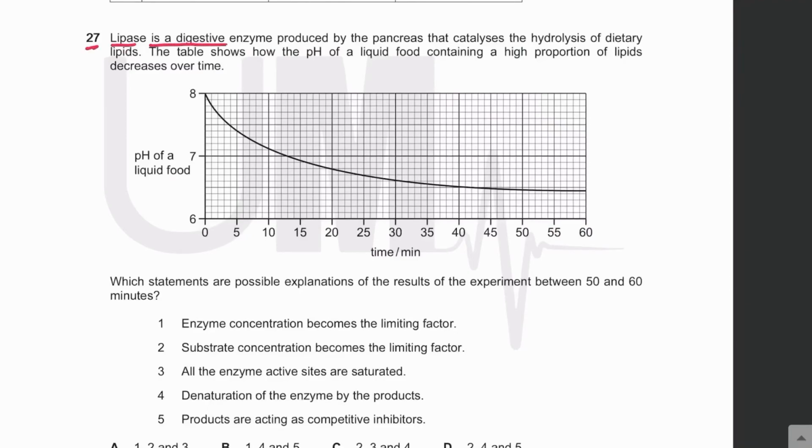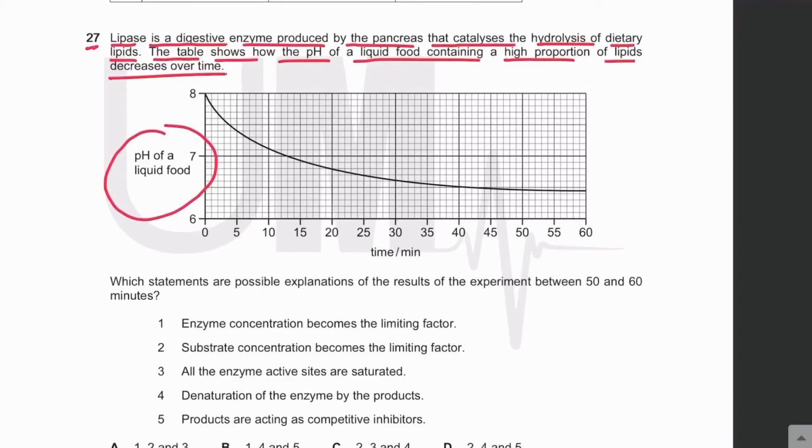Lipase is a digestive enzyme produced by the pancreas that catalyzes the hydrolysis of dietary lipids. The table shows how the pH of a liquid food containing a high proportion of lipids decreases over time. So guys, you need to know that lipase is an enzyme which breaks down lipids into fatty acids and glycerol, and fatty acids, which are the products of this reaction, are acidic in nature, and they will cause the pH of the liquid food to drop. So whenever lipids are broken down by lipases, fatty acids will be made, and fatty acids will decrease the pH of the solution, right?